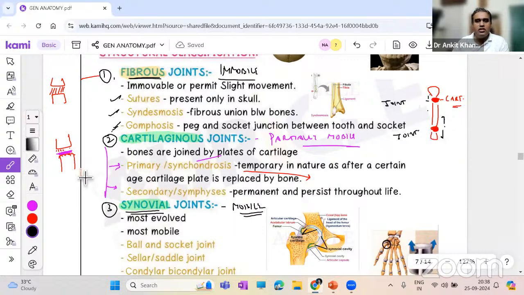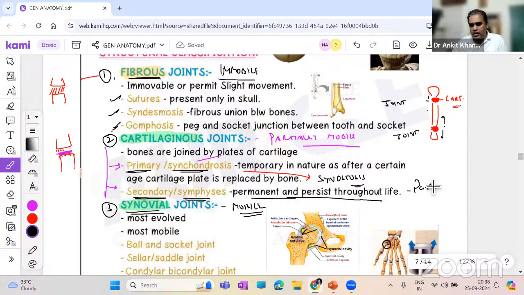So this type of joint is known as a primary cartilaginous joint or synchondrosis, as written, temporary in nature. Once the human body attains its full height, this cartilage would be replaced by bone, right? So it is temporary in nature. It is known as synchondrosis. And because it is converted into bone later, we call it synostosis. Simple as that. And next, after primary, we have a secondary cartilaginous joint, which is permanent, persisting throughout life. They are partially mobile.